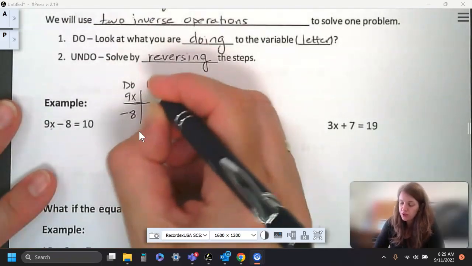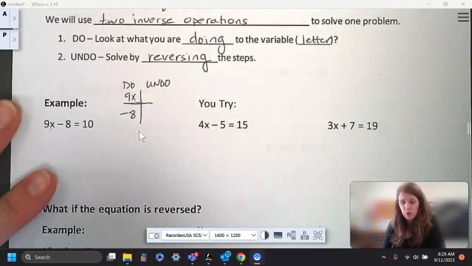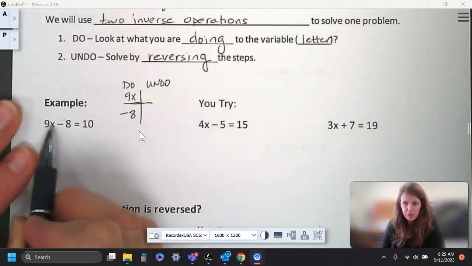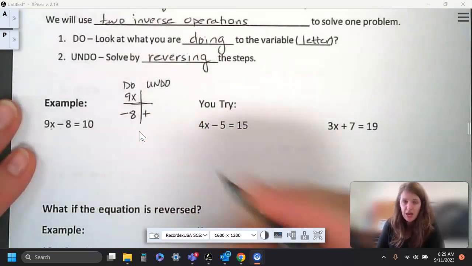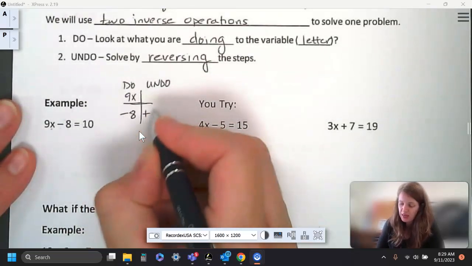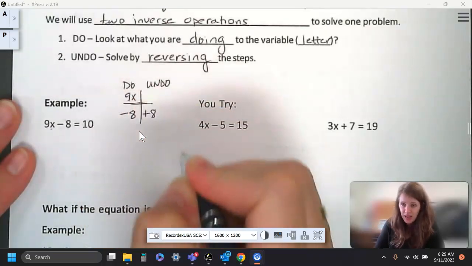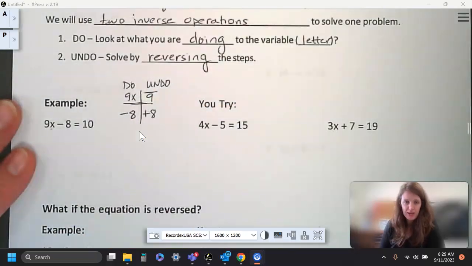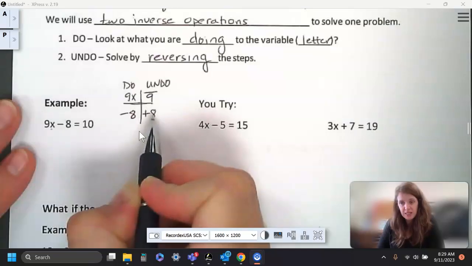Well, if I'm going to figure out how do I undo those things, I'm going to do the opposite of both those operations, but I'm going to do them in the opposite order. So the first thing I see is the 9 is multiplied by the x, and then the 8 is subtracted. But when I undo them, I want to do them in the opposite way. So if this is a minus 8, I want to do the plus 8 part first. And then if this is a 9 times an x, I want to do the dividing by 9 next, right? Because the opposite of multiplying is dividing. The opposite of subtracting is adding.